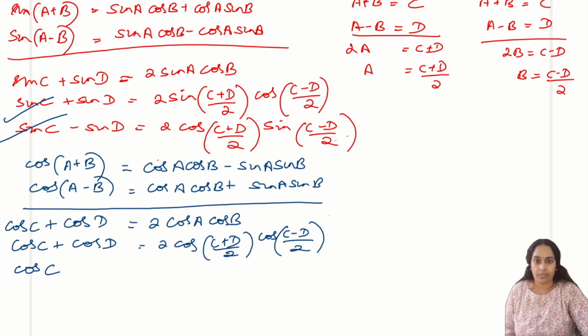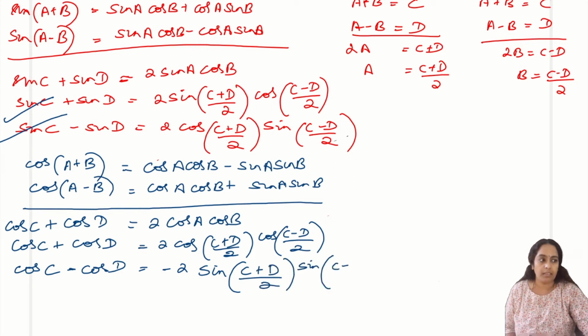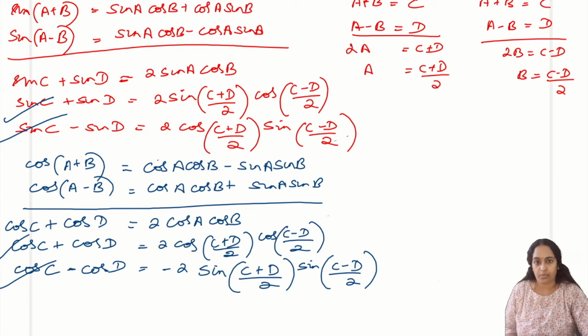Now I will get the difference. Cos C minus cos D. Cos A cos B and minus cos A cos B get cancelled. So minus sin A sin B, again minus sin A sin B, so it will be minus 2 sin A sin B. So it will be minus 2 sin of C plus D by 2 sin of C minus D divided by 2. So I have now the formulas of sum and difference for the cos function also.